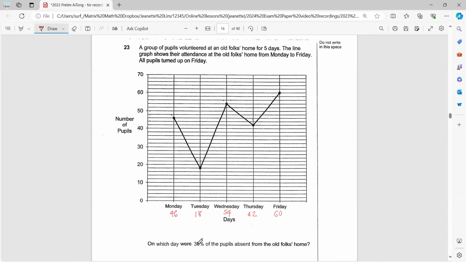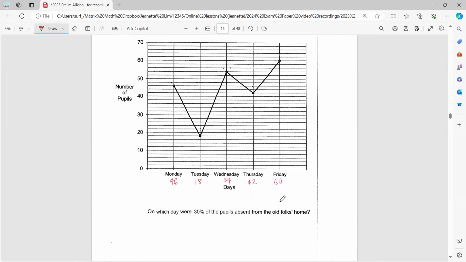On which day were 30% of the pupils absent from the old folks' home? Okay, on Friday, everyone turned up according to the question. So we know that the total is 60. What is 30% of them?